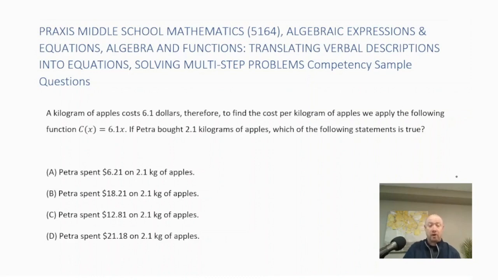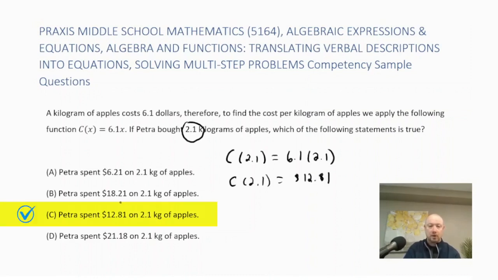Okay, so we have a function, and that function is representing the cost, and we have to plug in as our input 2.1 kilograms. So C of 2.1 is equal to, so we're just taking 6.1 and plugging in 2.1. So that means C of 2.1 would equal these two multiplied together, which would give me $12.81. So the correct answer here is choice C.